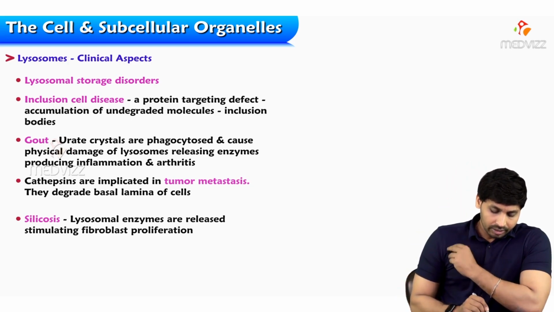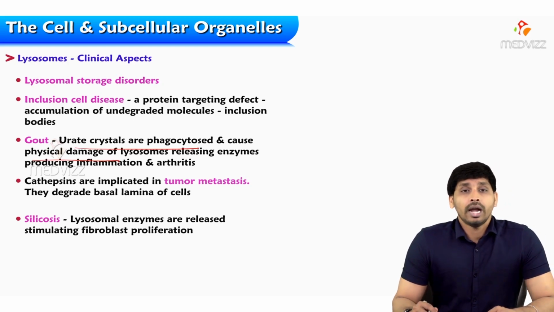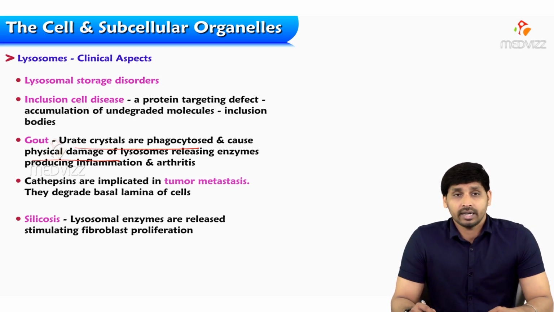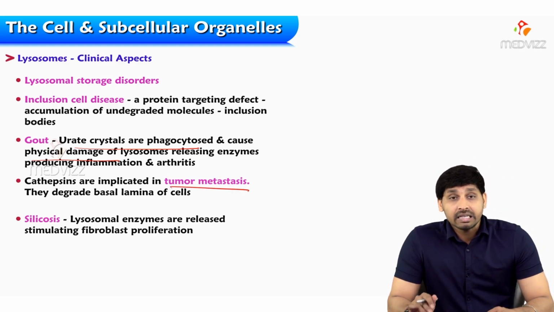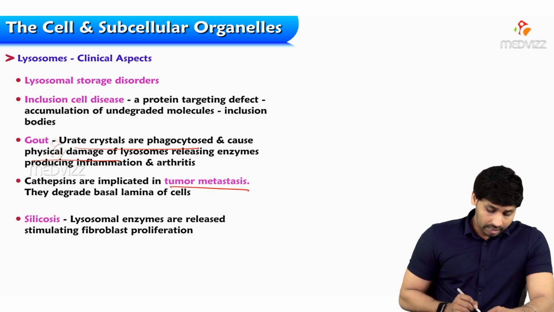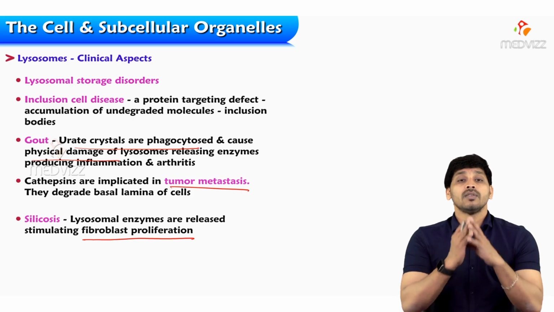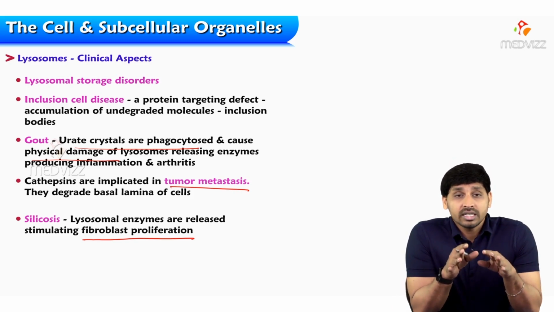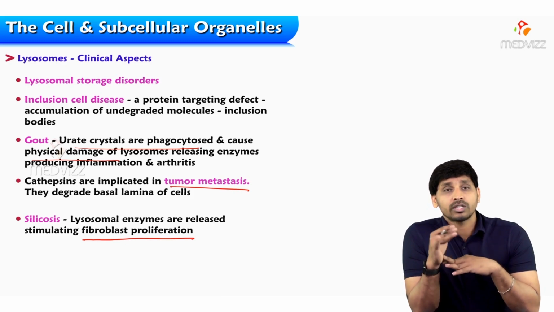Similarly, gout. The urate crystals are phagocytosed and cause physical damage to lysosomes, releasing enzymes and producing inflammation and arthritis, so gouty arthritis. Cathepsins are implicated in tumor metastasis; they degrade the basal lamina of the cells. Silicosis is also one of the lysosomal enzyme disorders, because it stimulates fibroblast proliferation. This fibroblast proliferation causes silicosis, which is related to the lysosomal storage disorders.